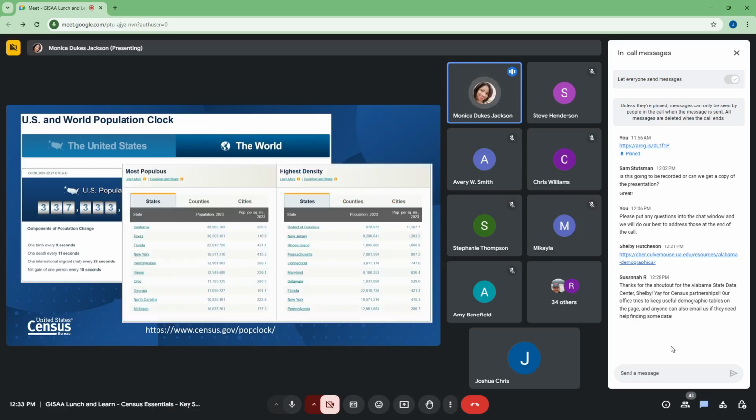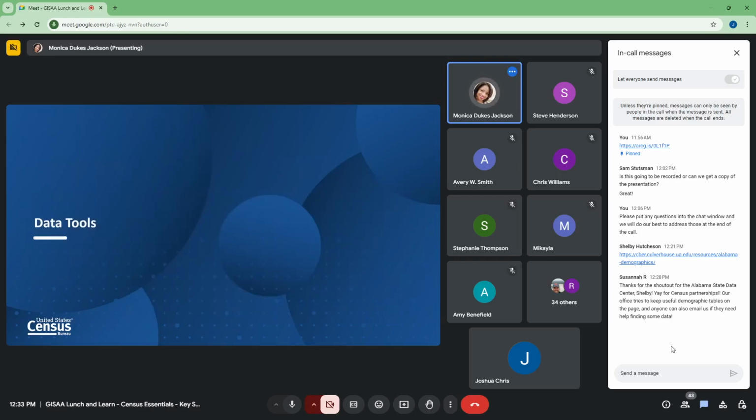And also on this page, we show the most populous states, the county populations you can get as well, as well as the city population if you click each of those tabs. And then we show the states with the highest density. So this is just something neat that we have on our page that's based off of our population estimates as well. So I just wanted to point that out.